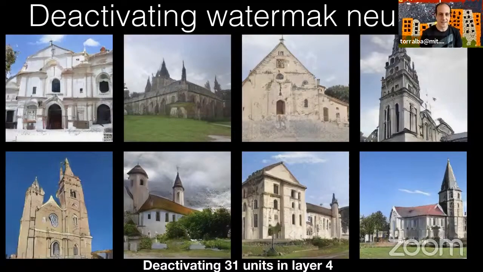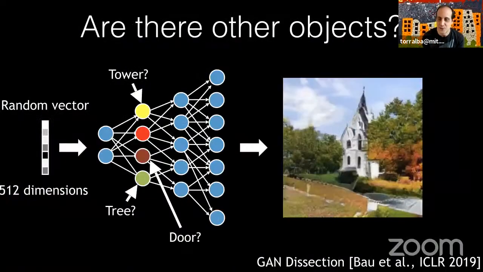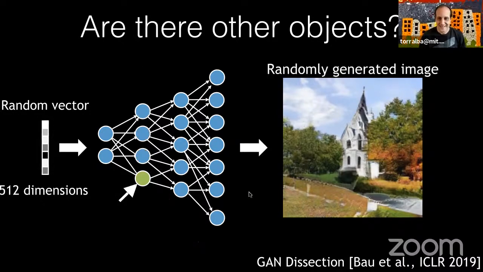And now the question was, well, what else? Are there units that draw towers and trees and doors? What else is inside the network? And there is a beautiful and extended study that David has done in a paper called GAN Dissection and the follow-up papers. So that's the question that we had. What else is here?